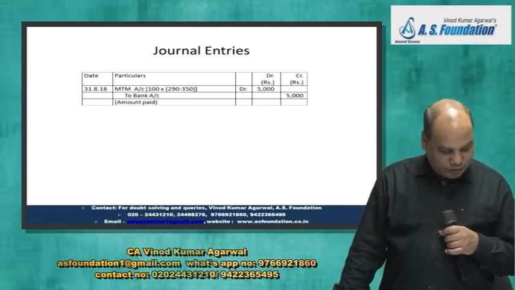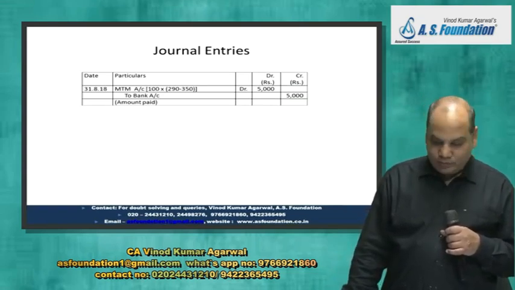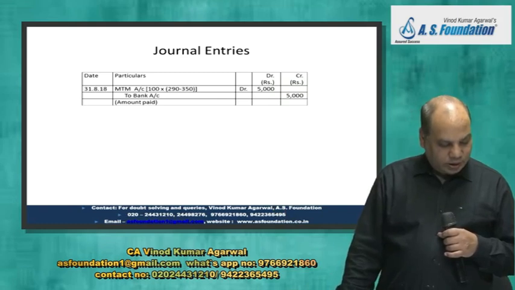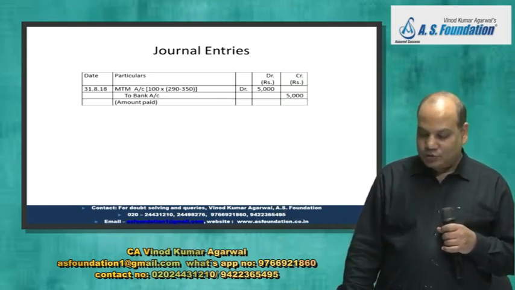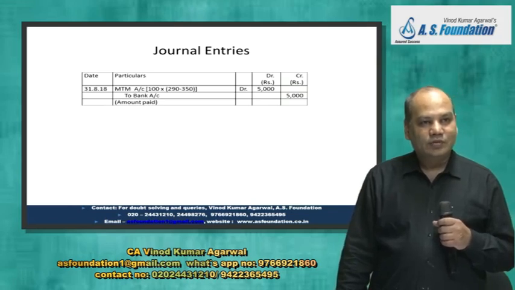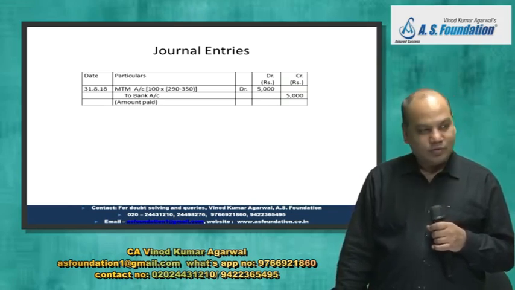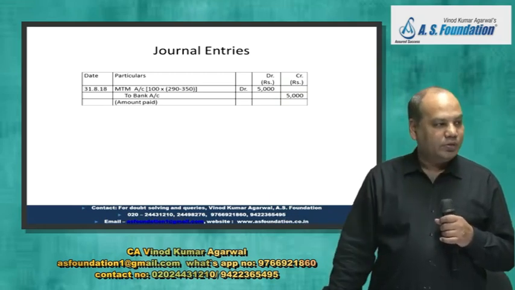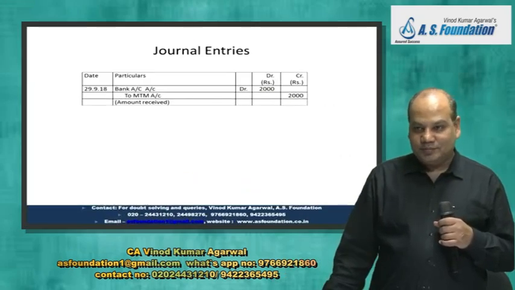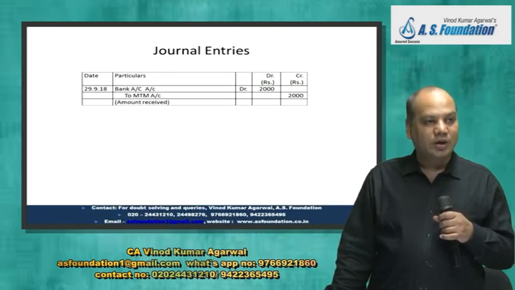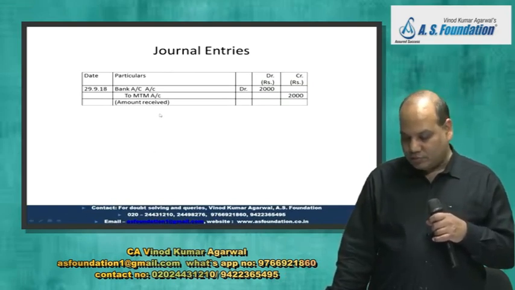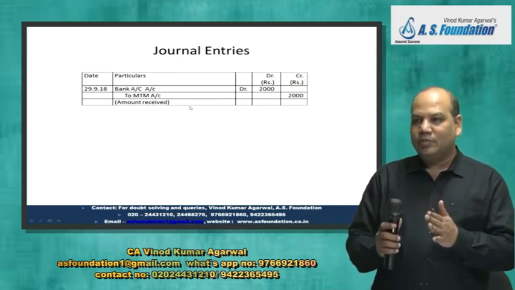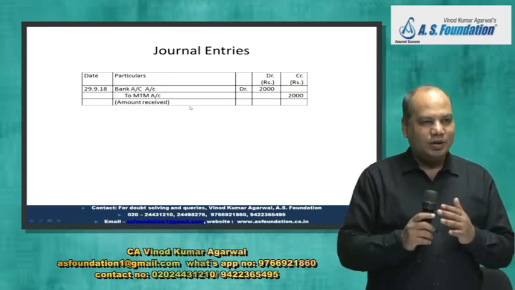On 31st August, again there is a decline. Yes or no? How much is the decline? 50 rupees. 50 into 100, 5000. Entry MTM, MTM account debit to bank 5000. One more. Now it has gone up. 20 rupees. Entry. Bank account debit to MTM. 20 into 100, 2000. Very good. Being marked to market margin received. Narration you have to write MTM paid, MTM received.